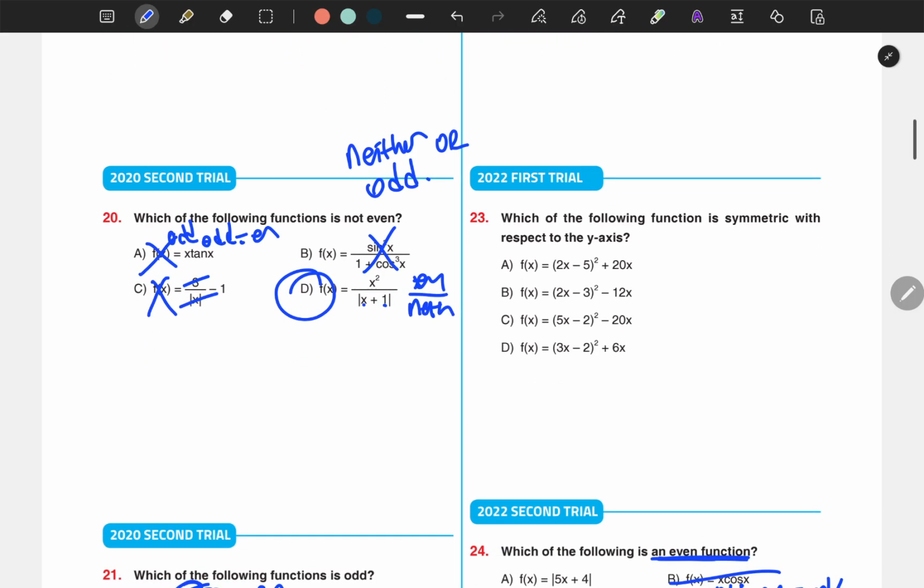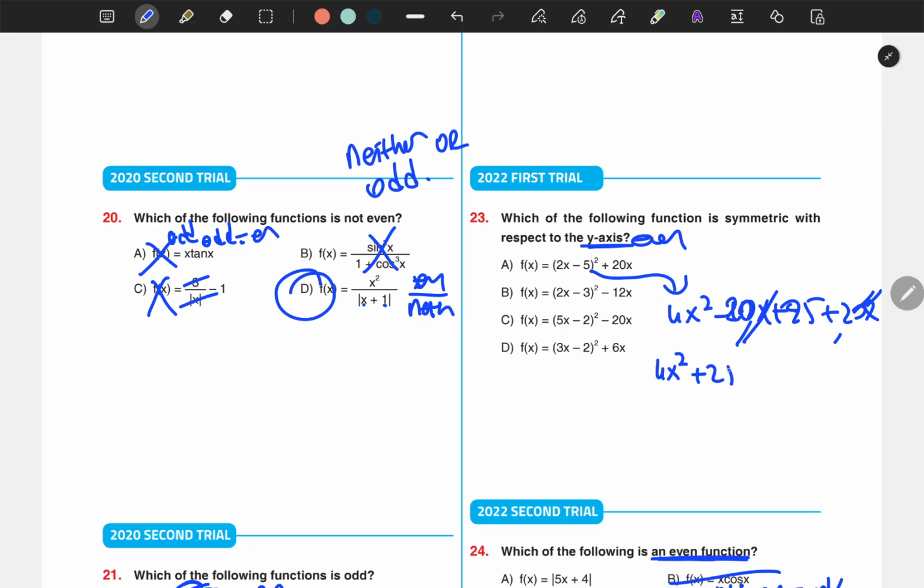Which of the following is symmetric with respect to the y-axis, which means an even function? Can I expand it? I have to expand, isn't it? 4x squared minus 20x plus 25 plus 20x. The 20x negative and positive are cancelled. 4x squared plus 25, even. A is the correct option.